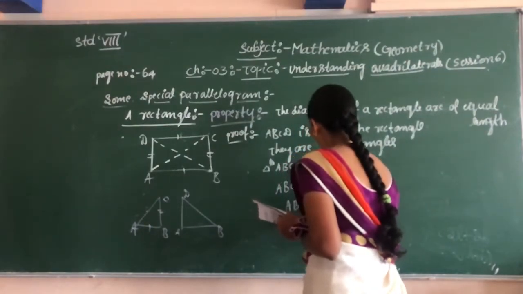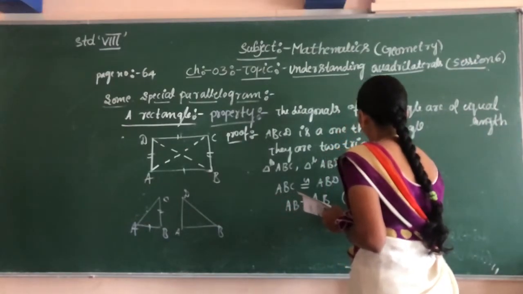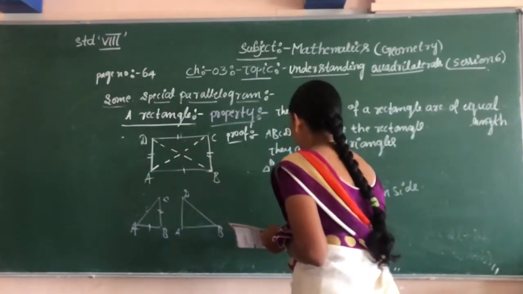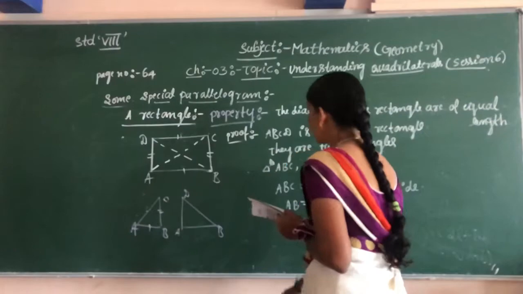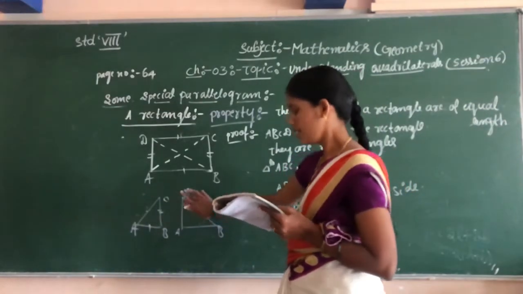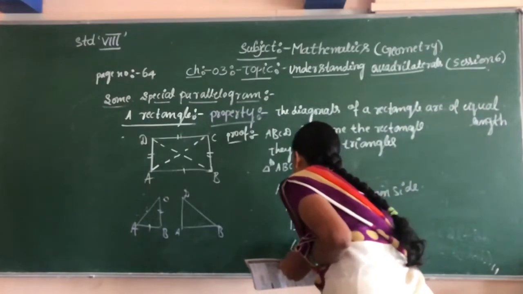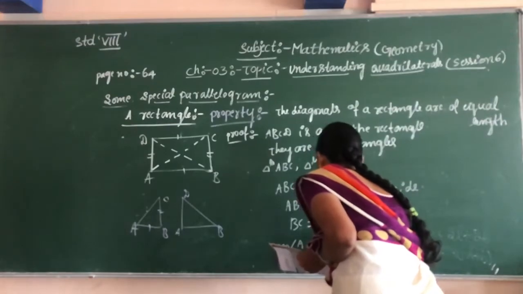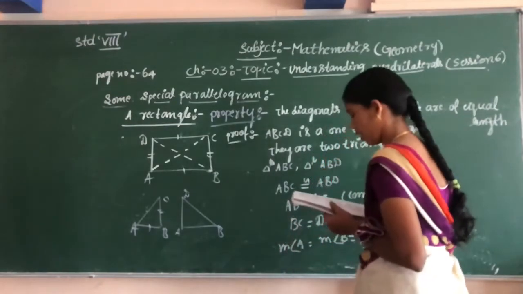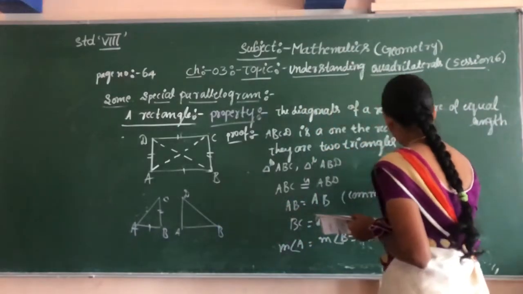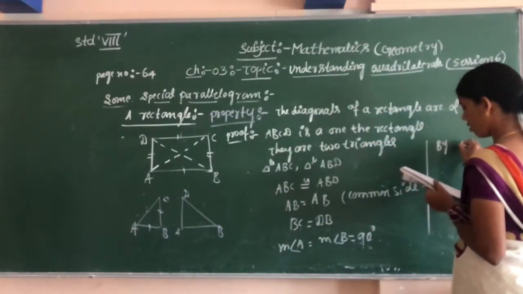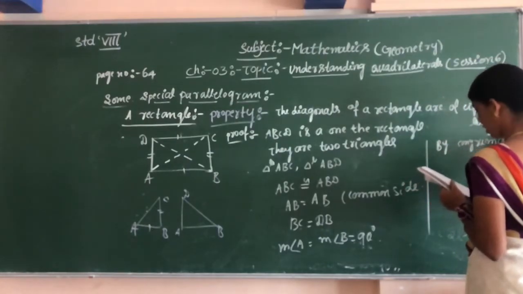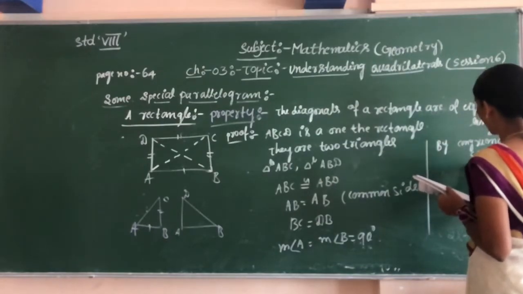This is a common side. Okay. BC is equal to DB. This is the hypotenuse of the triangle. And the measure of angle A is equal to the measure of angle B, equal to how many? Right angle. Triangle. By congruency, SAS criterion.